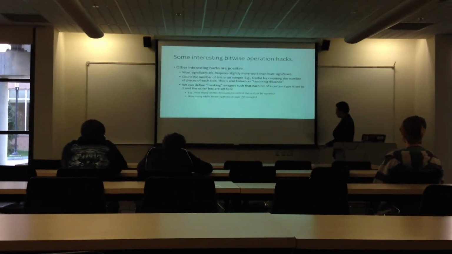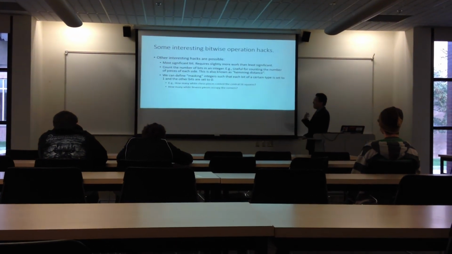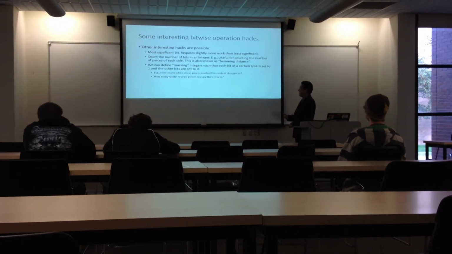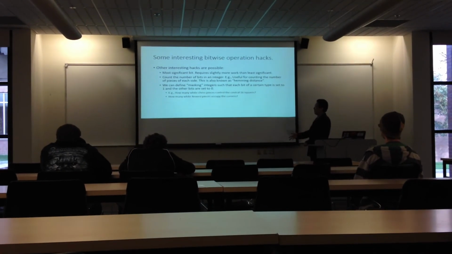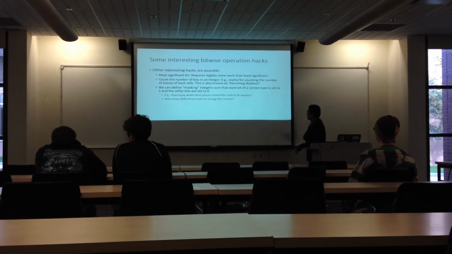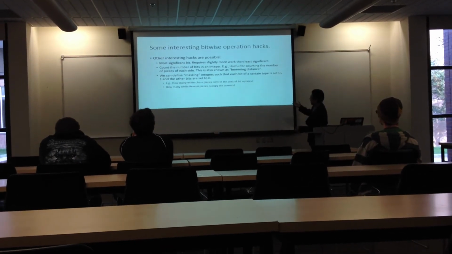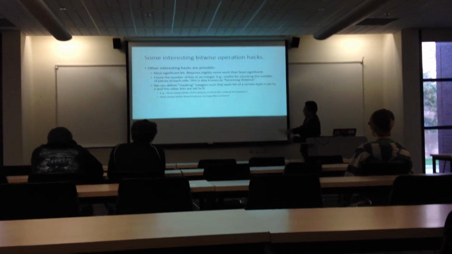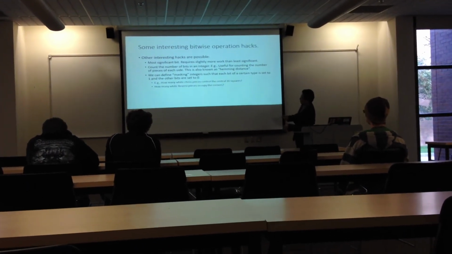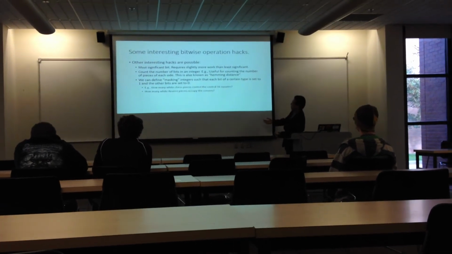For example, it might be useful to count the number of pieces on each side or count the number of legal moves. And this is called Hamming distance, when you count the number of bits that are set to 1 in an integer. And you can define masking integers such that each bit of a certain type is set to 1 and the others are 0. So an example of why you would want to do this is maybe you want to say, how many white chess pieces control the center 16 squares?